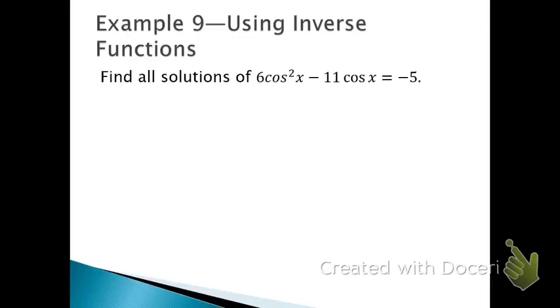All right, so you're in example 9. How are we going to solve that? And it's set equal to 0. Okay, so move the 5 over. So we have 6 cosine squared of x minus 11 cosine of x plus 5 equals 0.